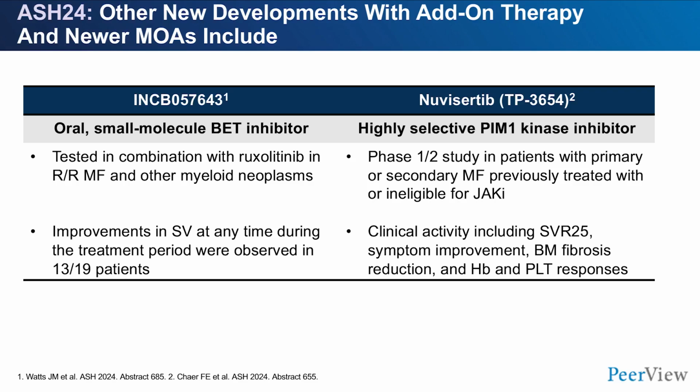Oral abstract 658, Sunday 5:15. And then finally a serine threonine kinase inhibitor, PIM1 kinase. We tend to see activation of PIM kinase as people progress in myelofibrosis, like this patient, Amanda. There's a phase 1/2 study in patients with primary myelofibrosis or secondary myelofibrosis previously treated with or ineligible for JAK inhibitor. Spleen volume response 25, symptom improvement, bone marrow fibrosis reduction, hemoglobin and platelet responses have been seen. Please look at abstract 655 on Sunday, oral abstract 4:30 p.m.